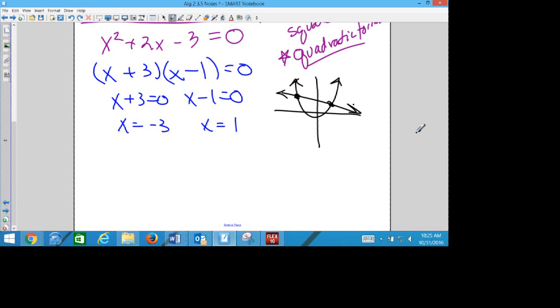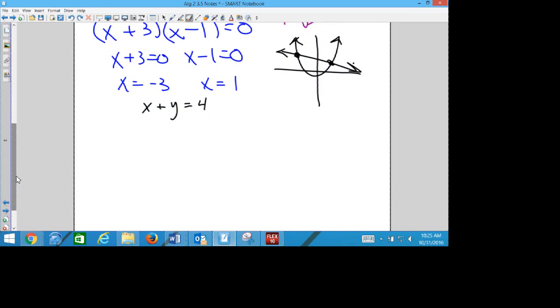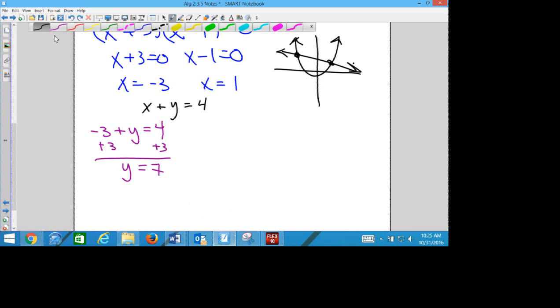So when I have x equals, I don't have the answers yet. What do I need to do with x? Plug it into equations. So that second equation that was x plus y equals 4. I'm going to plug in x one at a time into this equation. So I've got -3 plus y equals 4. Add 3, y is 7. That ordered pair is -3, 7.